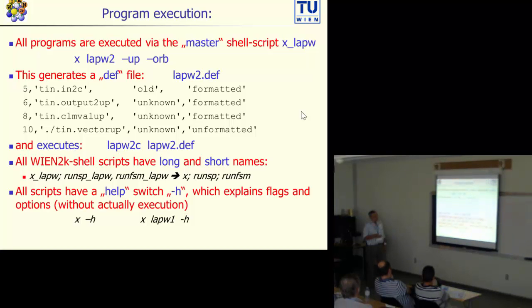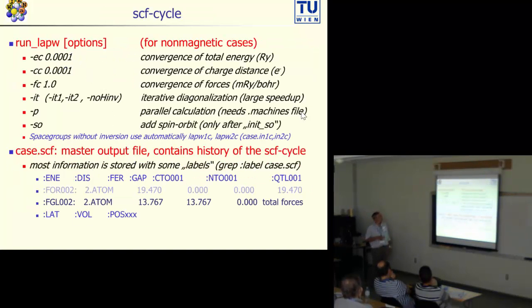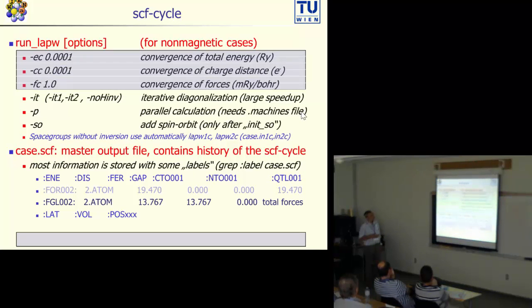All the WIEN2k shell scripts have a long and a short name. So all scripts have a name with underscore lapw, but always also a short name like x or runsp or runfsm instead of runfsm_lapw. And all scripts have a help switch, -h, which gives you the meaning of those switches. Okay, you can simply execute it like this. When you do an SCF cycle, the command would be run_lapw. A few options we already have discussed, for instance, these convergence options over here, right?